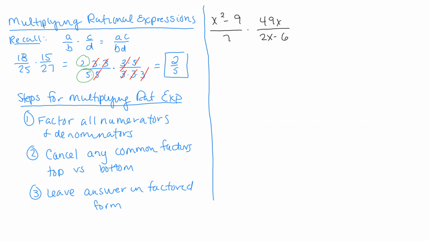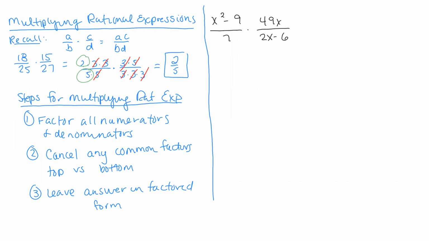And if you look at the first denominator, it's pretty well factored. There's nothing you can do with 7. If you look at the second numerator, there's not a whole lot you can do there. You could write the 49 as 7 times 7 if you want, or you can just leave it at 49. I'm just going to leave it as 49. Now, the first numerator and the second denominator can be factored.